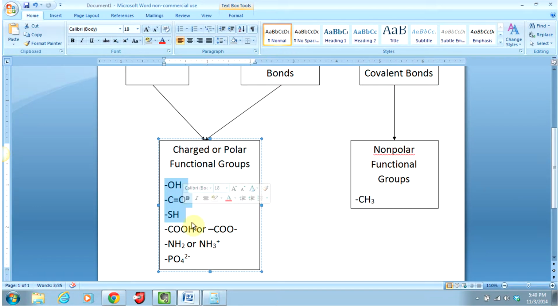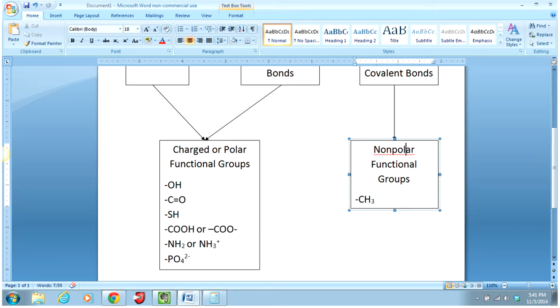We also have three types of functional groups that end up being charged in real cells. COOH is one way to write a carboxyl group, but when it's in a real cell, it gives up that hydrogen and ends up being COO minus, a full charge. NH2 is an amino group, and that usually takes on an extra hydrogen and gains a positive charge. And our last one is PO4 2-, which is a phosphate group, and it has a full 2- charge.